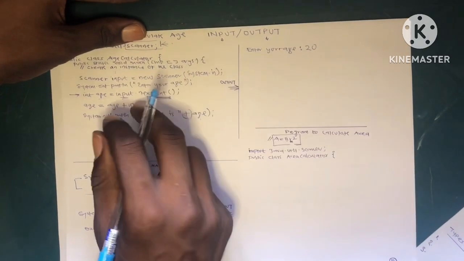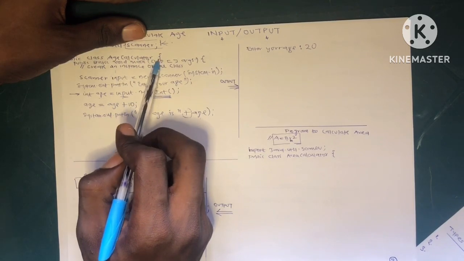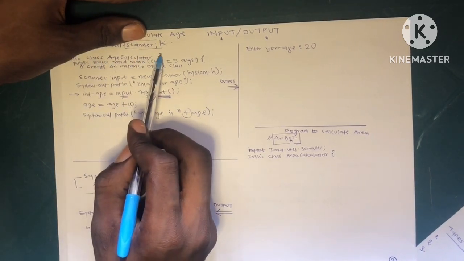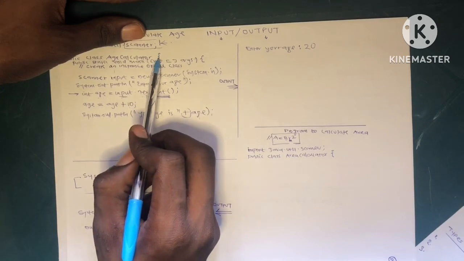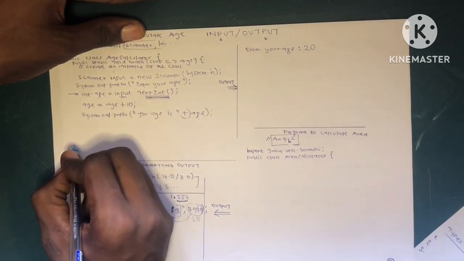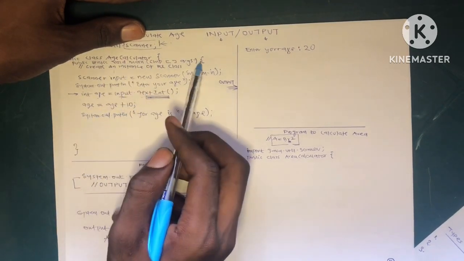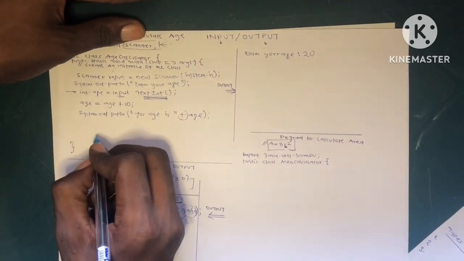Yeah, I made a mistake here. I created an opening brace. Here in Java, when you write a class name, you put an opening brace. This is called an opening brace. Then you close it. Immediately you put an opening brace, you close it. Likewise here for the main method, you put an opening brace, then you close it.